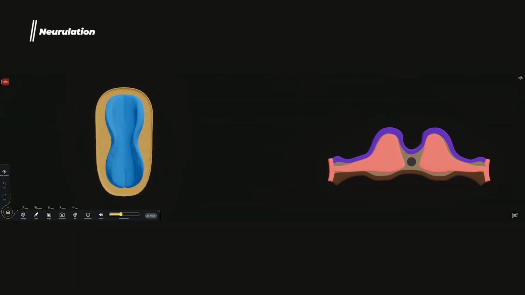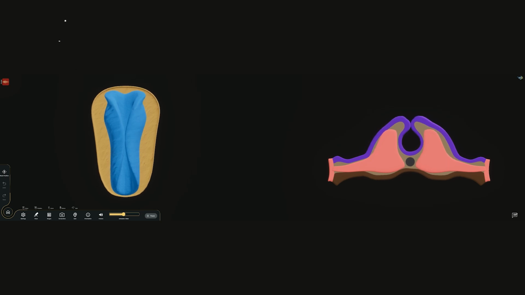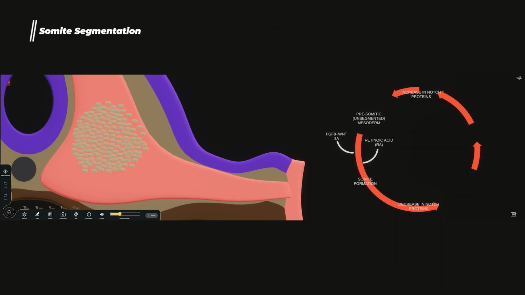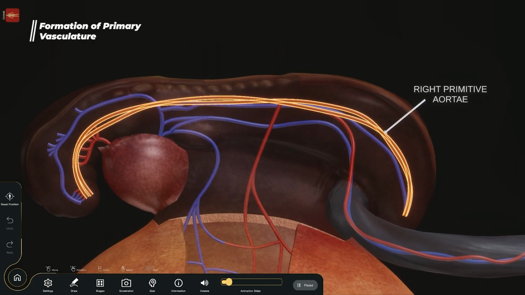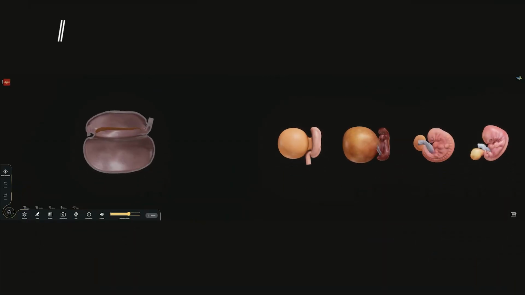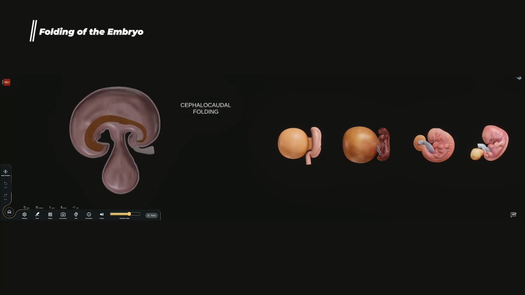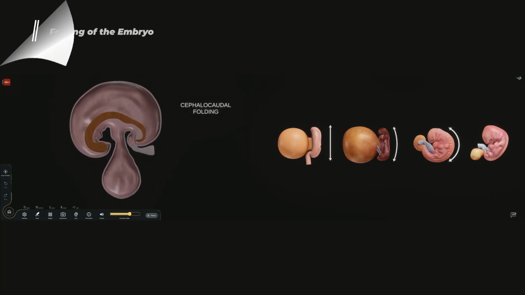Watch neurulation begin as the neural tube rises from the embryonic disc. See somites segment with clockwork precision while vasculature weaves life into tissue. Observe how the embryo folds into a complex 3D structure.